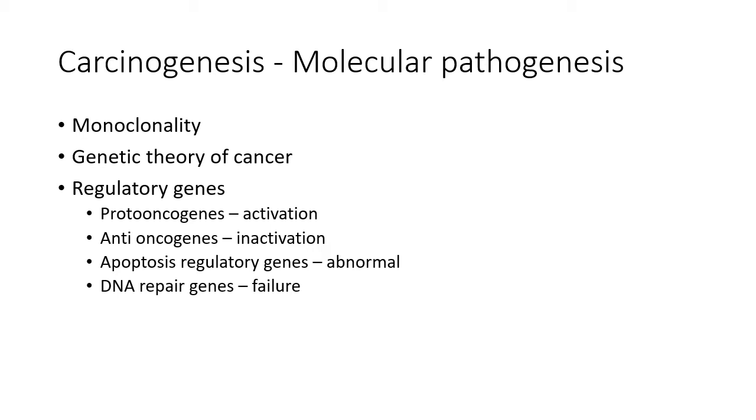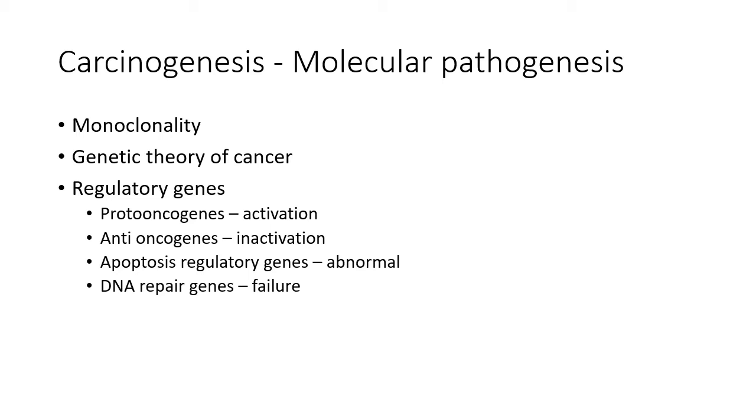So what are these 4 regulatory genes? The first one is proto-oncogenes, or growth promoting genes. Activation of these proto-oncogenes can be a cause of cancer. The second one is anti-oncogenes, or growth inhibiting genes. The inactivation of these anti-oncogenes can also lead to cancer.